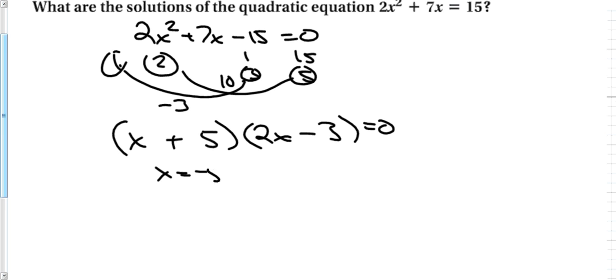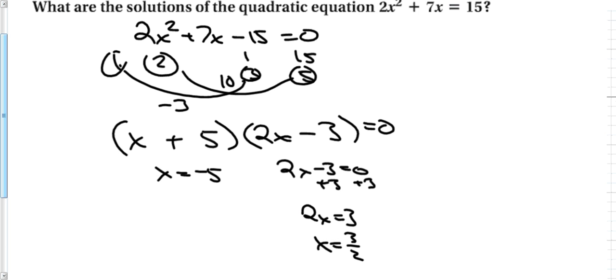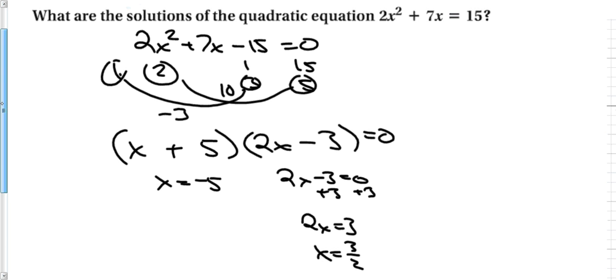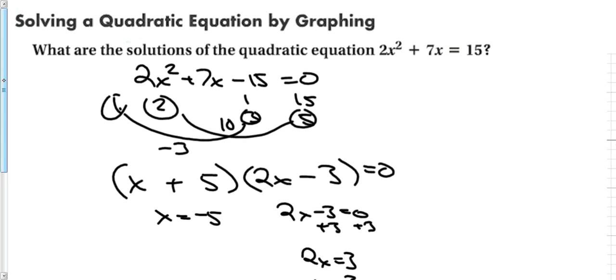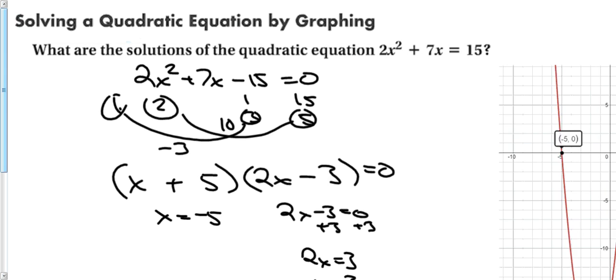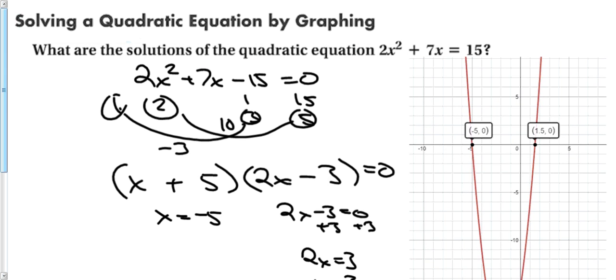x is going to be equal to negative 5 if I set that equal to 0. And this one, 2x minus 3, is equal to 0. Add 3 to both sides. 2x is equal to 3, so x is equal to 3 over 2. Okay, so that wasn't solving with the graph. We factored that one again. I could, however, have graphed this and looked at the graph.